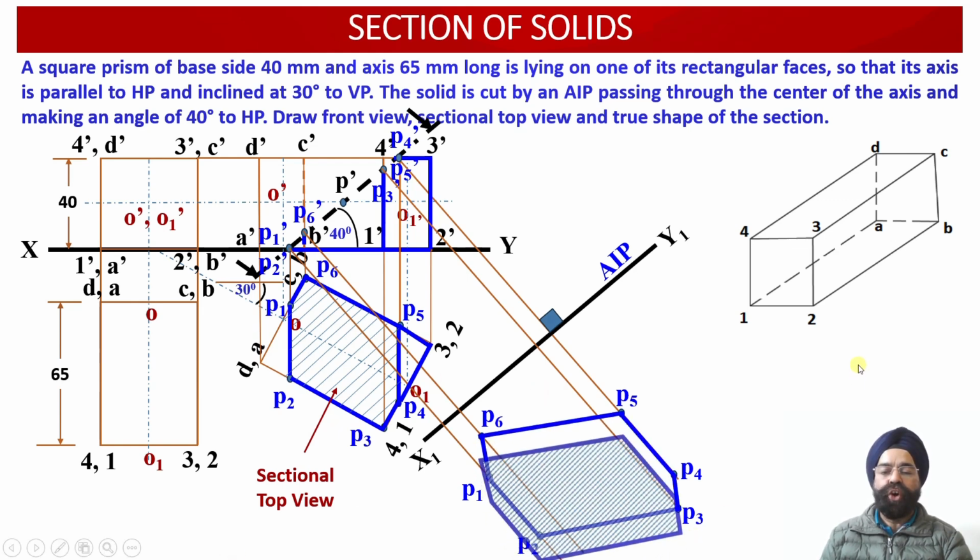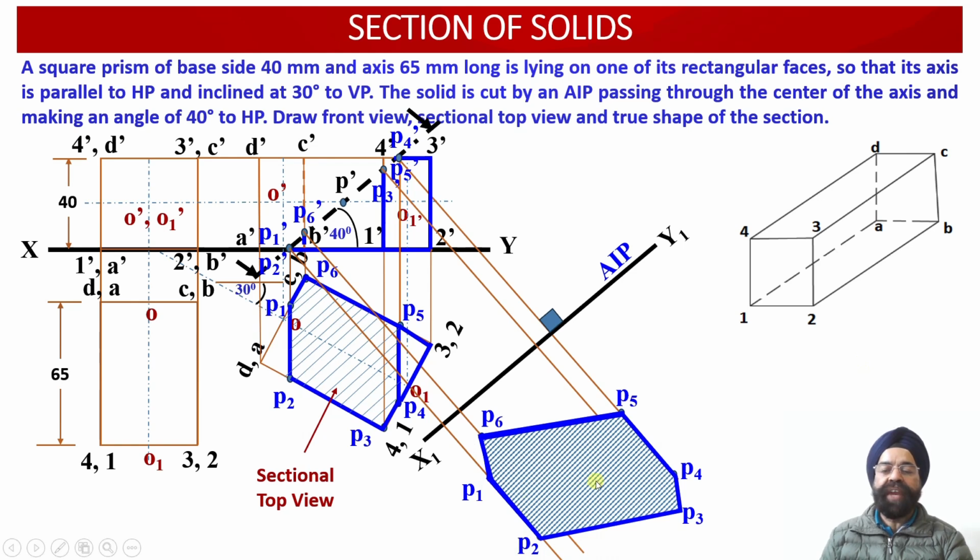And once we join all of these points, we have been able to obtain the true shape projection of this cut section, which is appearing on the inclined square prism, in which the axis of the prism is inclined with respect to the vertical plane at an angle of 30 degree, and this axis we can check is parallel to the horizontal plane. The axis of the prism is parallel to the horizontal plane and inclined at an angle of 30 degree with respect to the vertical plane.